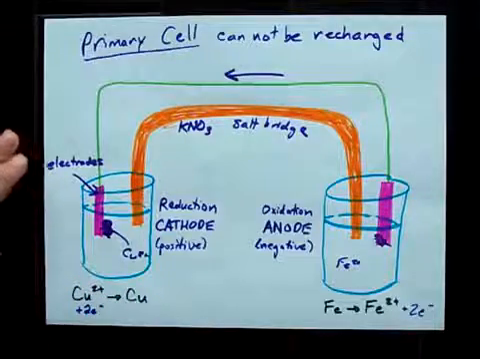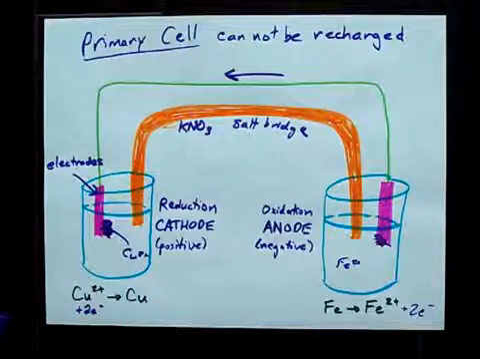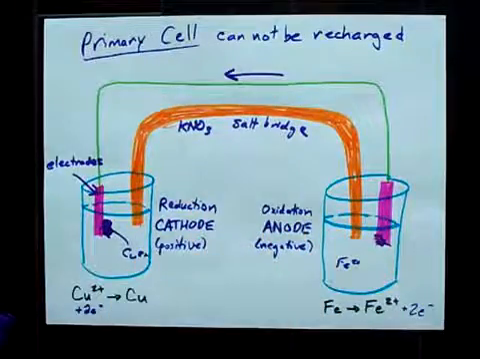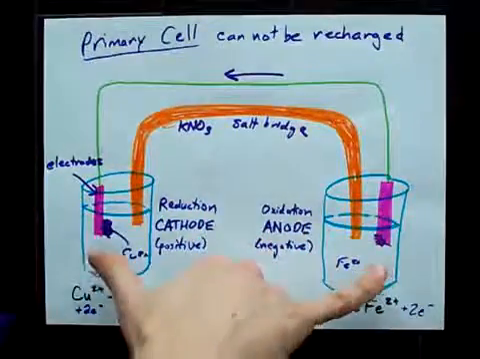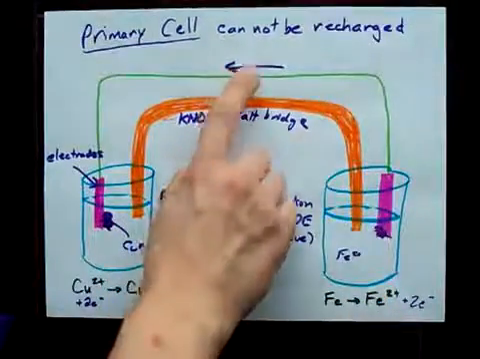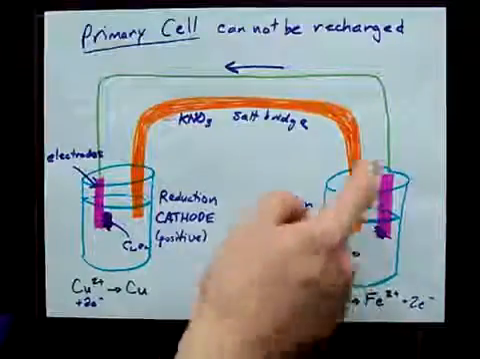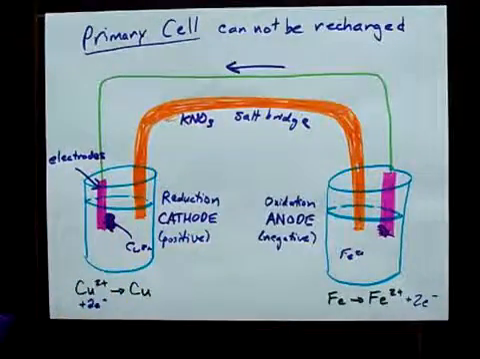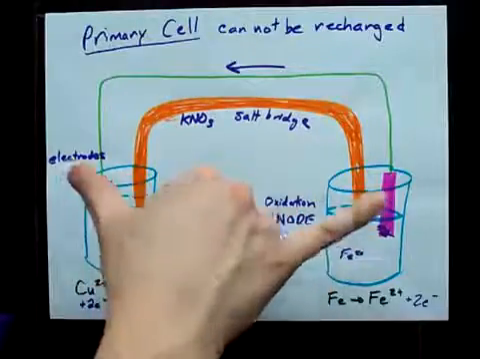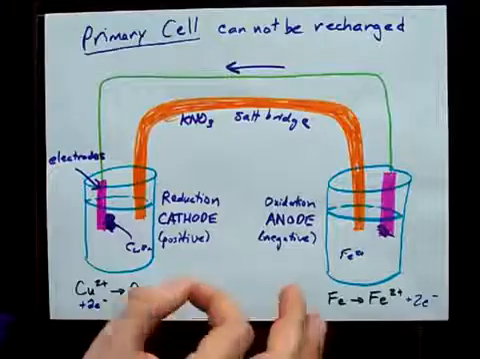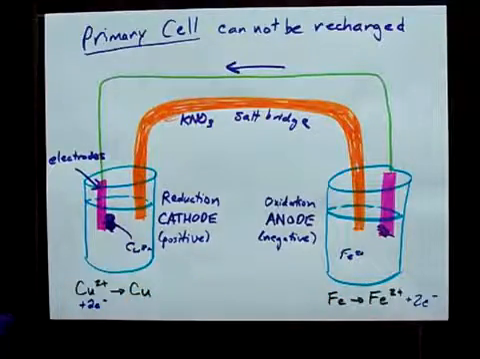Key points you need to remember: oxidation happens at the anode, reduction happens at the cathode. You always need two electrodes in your solutions. Your electrons travel from anode to cathode, i.e. negative to positive, and you can always predict which is the anode and cathode based on the chemical reaction that you're forcing to happen in these cells.